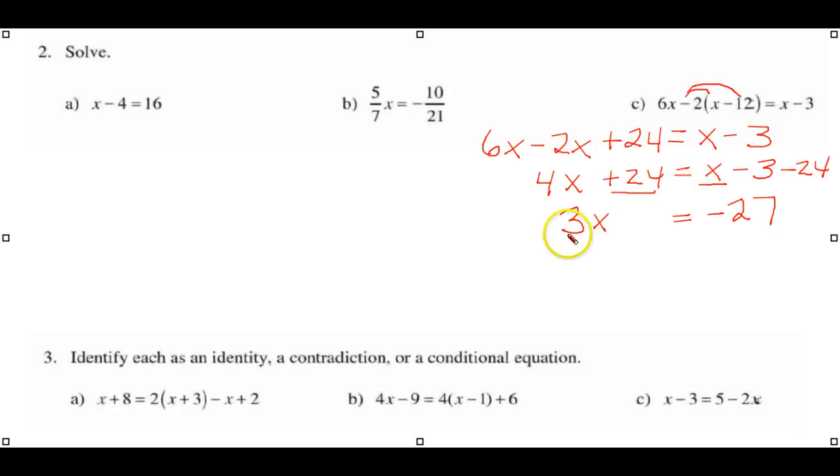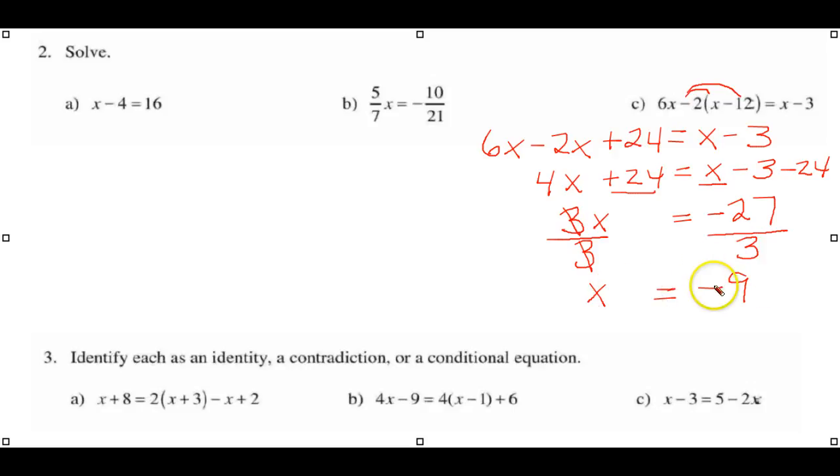Now, how do we get the x all by itself? Well, we divide both sides by the numerical coefficient of our variable, which is a 3. If we do it to one side, we must do it to the other. We are careful of the signs. So the 3's here cancel out. We get a 1x. We just write the x. And this is negative 9.